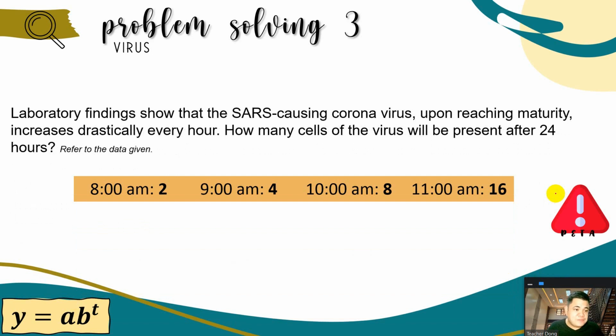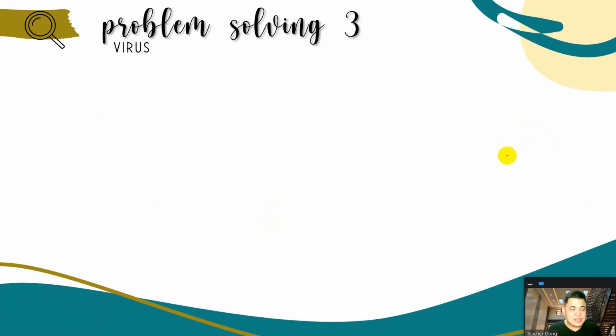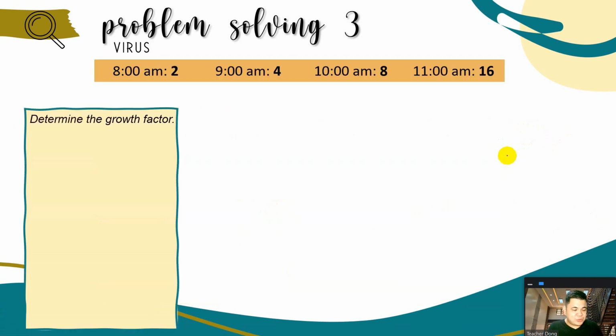At 8 a.m., it started from 2, and 2 is what we call our starting value, or A. Then at 9 a.m., after 1 hour, we have 4. After 2 hours, we have 8. And after 3 hours, we have 16. We only need the initial and the ending value to solve for the growth factor, so you can make 4 your ending value. But in the question, we have to solve for 24 hours. The next thing is to determine the growth factor.